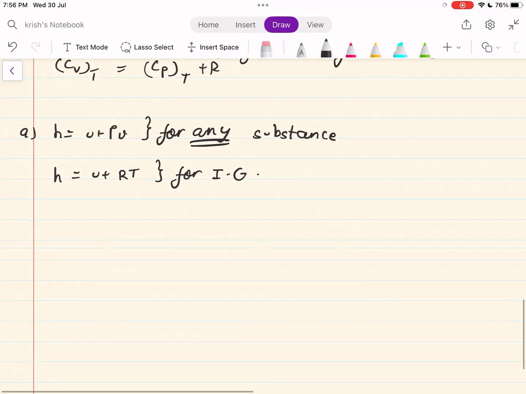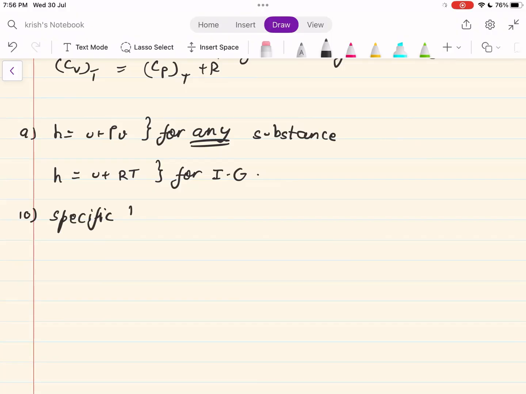And one last theory thing that I will talk about is specific heat ratio. You may also know this as gamma. It is now denoted by small k, and it is Cp by Cv.